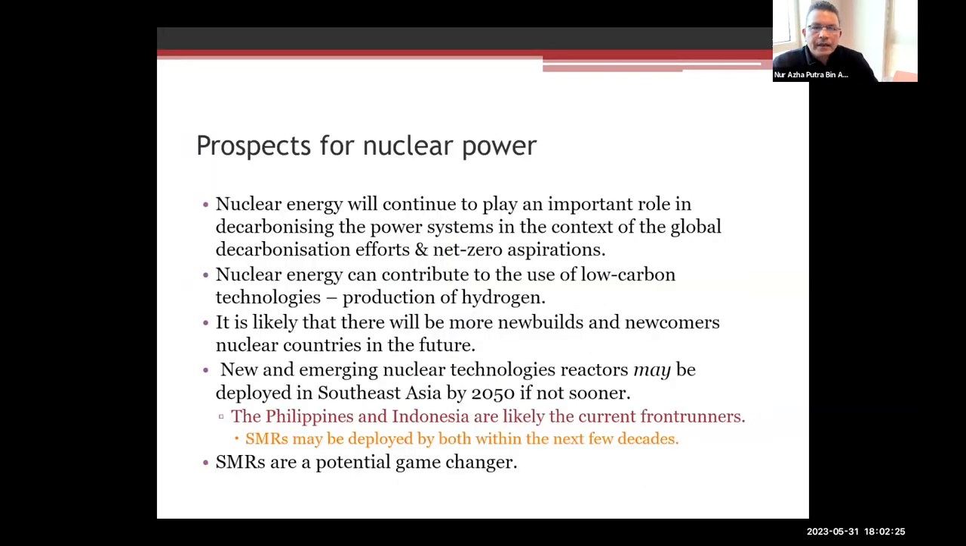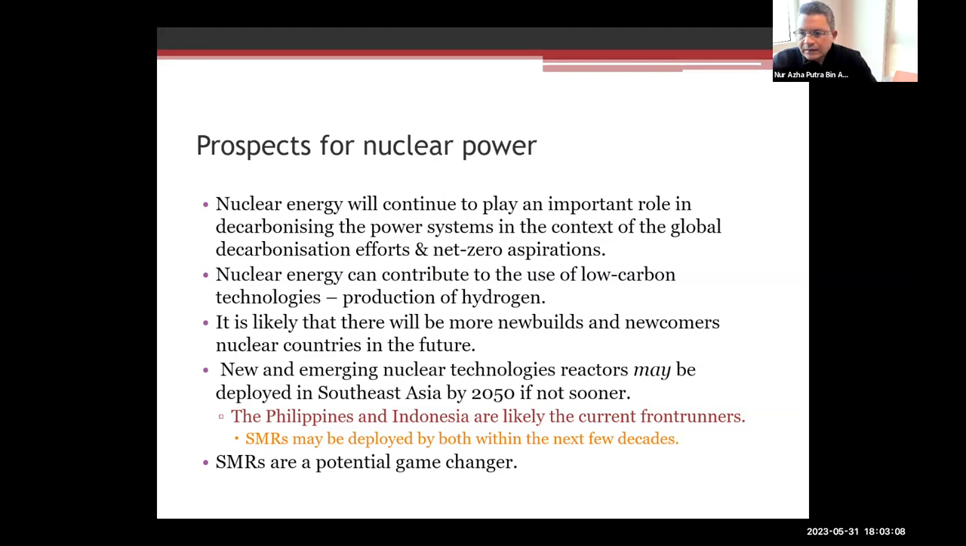Given all this, what are the prospects of nuclear power? One could take the position that nuclear will continue to play an important role. It could decarbonize the power systems in the context of global decarbonization efforts and net zero aspirations. It can contribute to the use of low carbon technologies, especially, for instance, in the production of hydrogen. It is likely, given the current trajectory, that there will be more newcomers in the future. New and emerging nuclear reactor technologies may be deployed in the region by 2050, if not sooner.